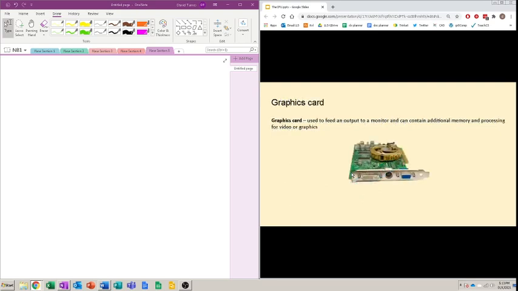This one is the graphics card, and this is what's used to produce all the pretty graphics that appear on your monitor. They usually contain additional memory and an additional processor, sometimes called the GPU, and this is used for processing all the graphics of your computer. So if you play a lot of high-tech games, this is what's producing all those usually beautiful images that you see.